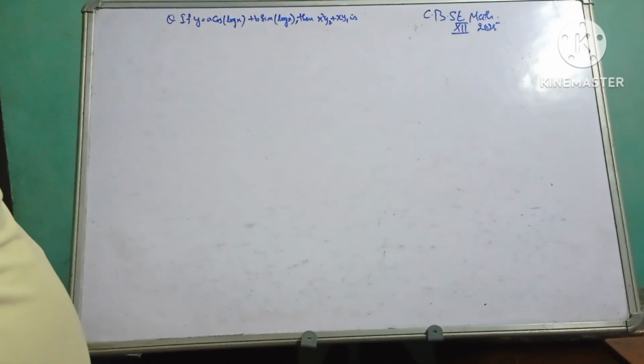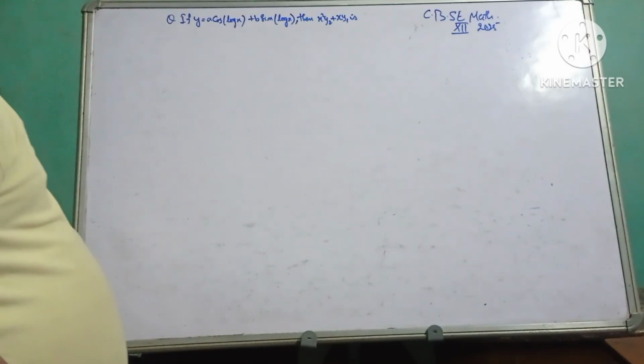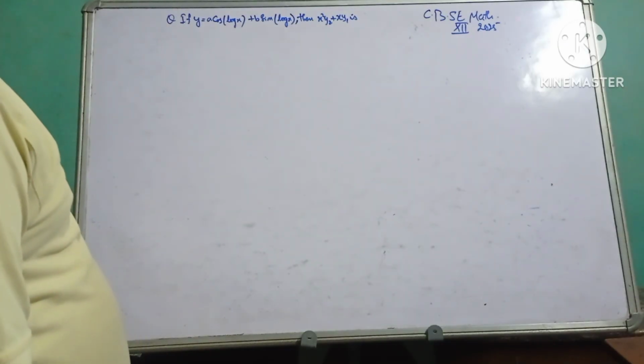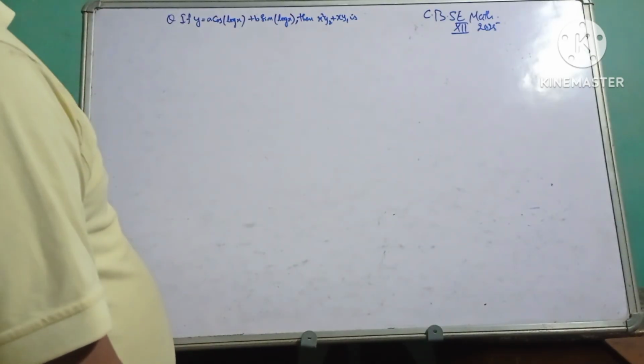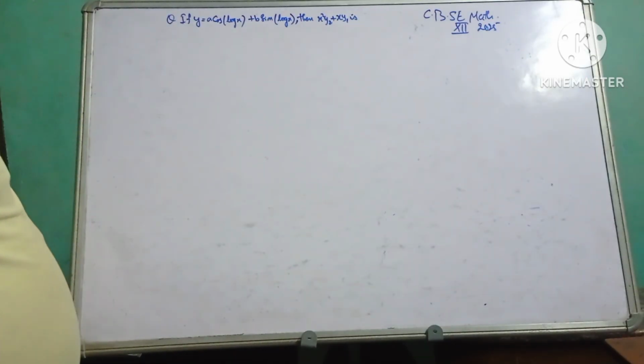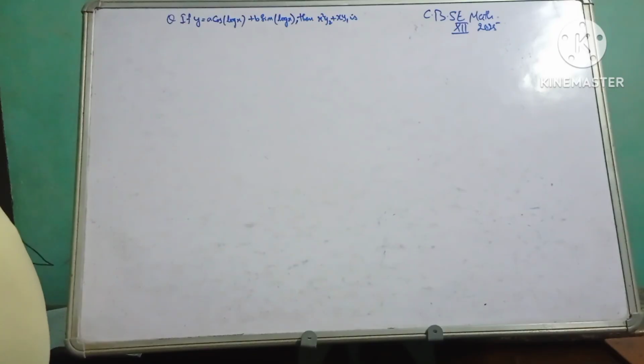Now my next question is, if y is equal to a cos(log x) plus b sin(log x), then you have to find the value of x square y2 plus x y1. This is CBSE class 12 maths. So I have only selected some of the questions. I am not going to deal with the whole paper because the paper was easy. I have taken only some of the problems which might be lengthy, or a little bit critical.